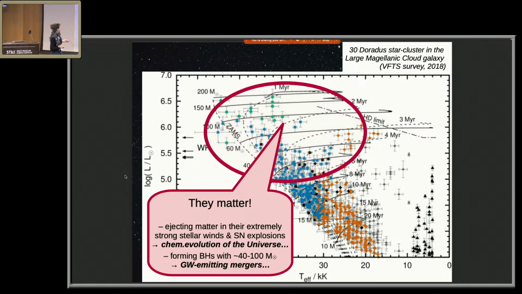And as I mentioned before, this very massive star region matters, because these stars are ejecting material in a crazy way. They are really pushing away stellar material during their lives. They influence the chemical evolution of the universe. They explode as supernovae or not, who knows, and form black holes. Those black holes might merge in a gravitational wave emitting merger. So these objects are really, really important, and we still don't understand them.